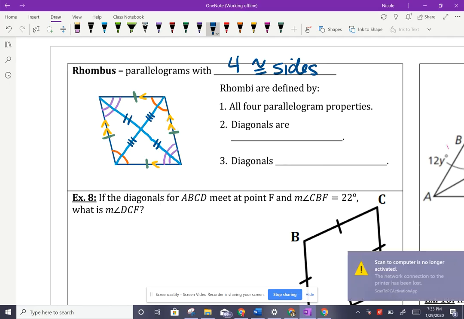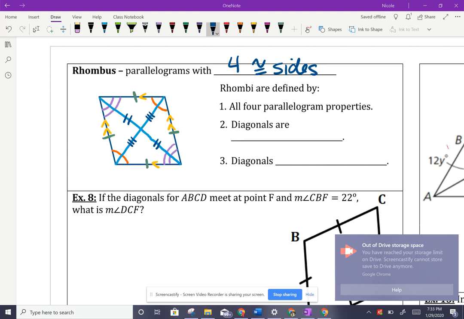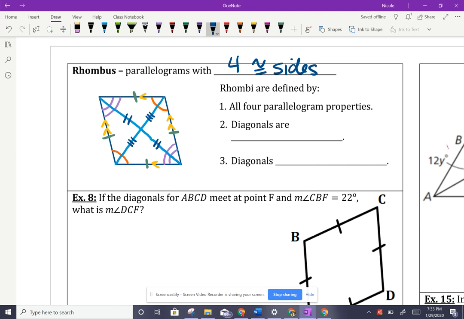So that covers all of my bases for our four parallelogram properties. So then I'm going to add in the two additional rhombus properties. Your two new additional pieces are, one, that the diagonals are perpendicular.